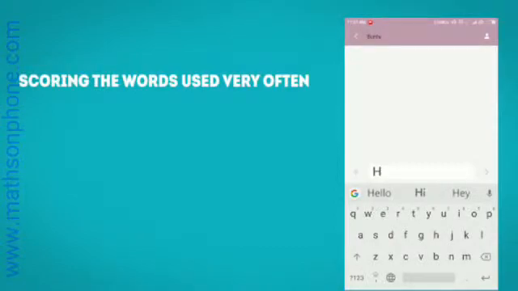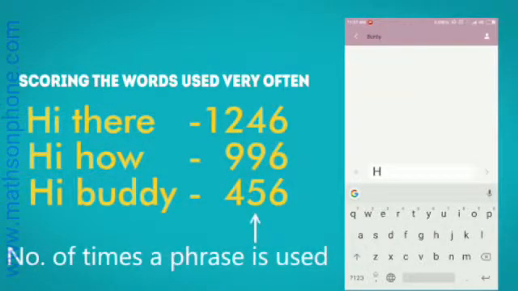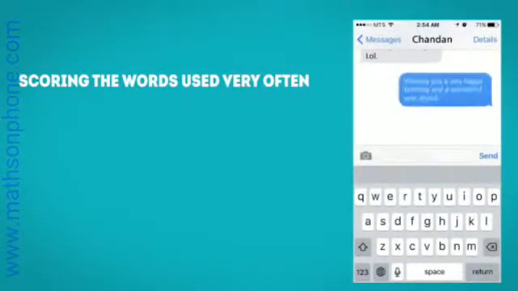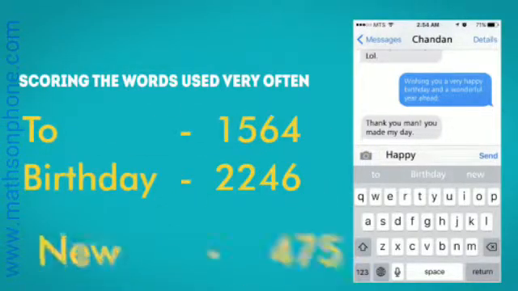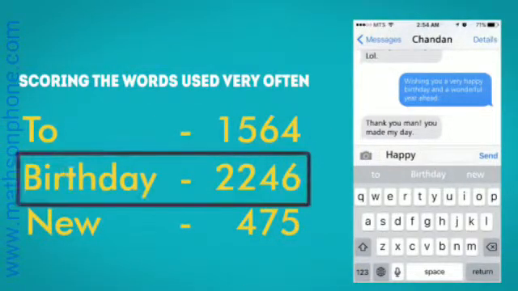In fact, it also scores phrases so that it can suggest the words which are used together. For example, if you wish your friends on their birthdays by texting, wishing you a very happy birthday and a wonderful year ahead, every time you write happy, the next words suggested would be to, birthday, new, where the word with the highest score is placed in the center.